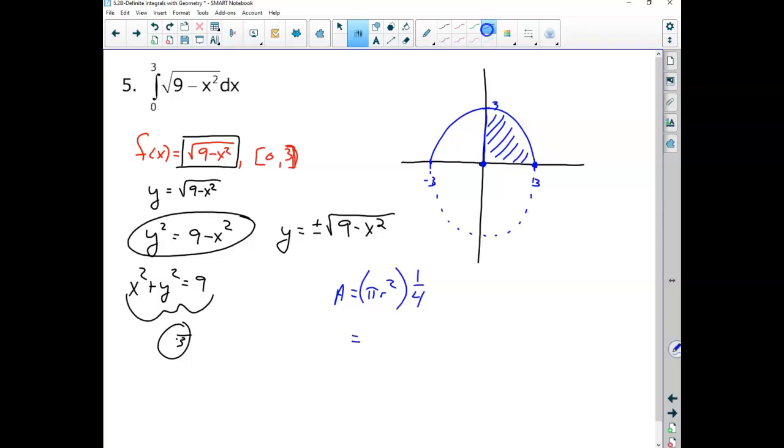So if I did this, I'm going to have pi times my radius of 3 squared, times a fourth. Well, what is that? That's going to be 9 pi over 4 is my area. So when we check this in the calculator, it's going to be 9 pi over 4. I really don't see any other shapes you could crank that into, but you've got to identify this little guy as half a circle.